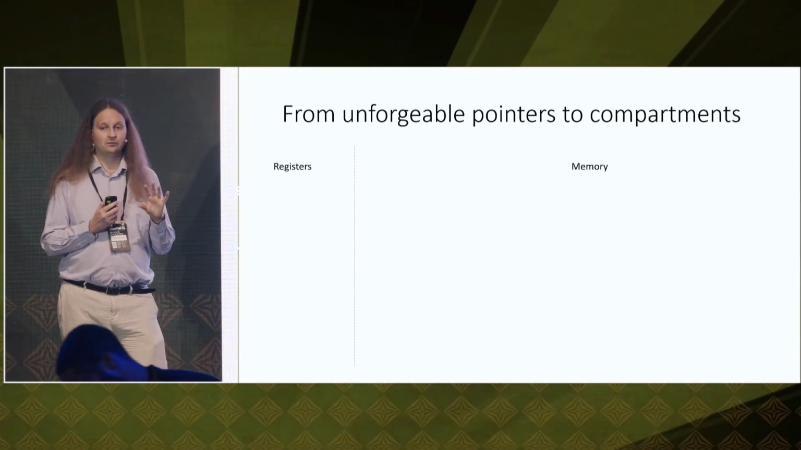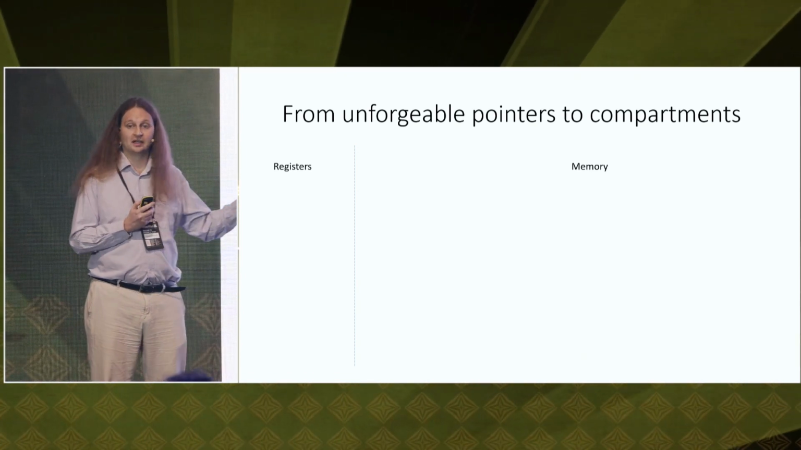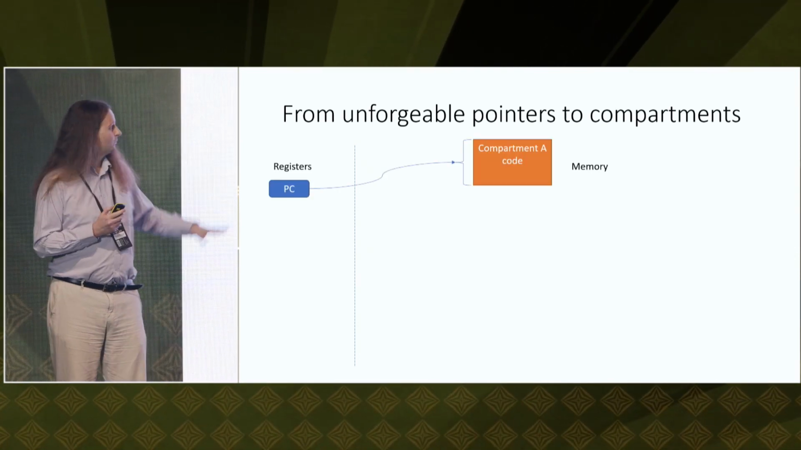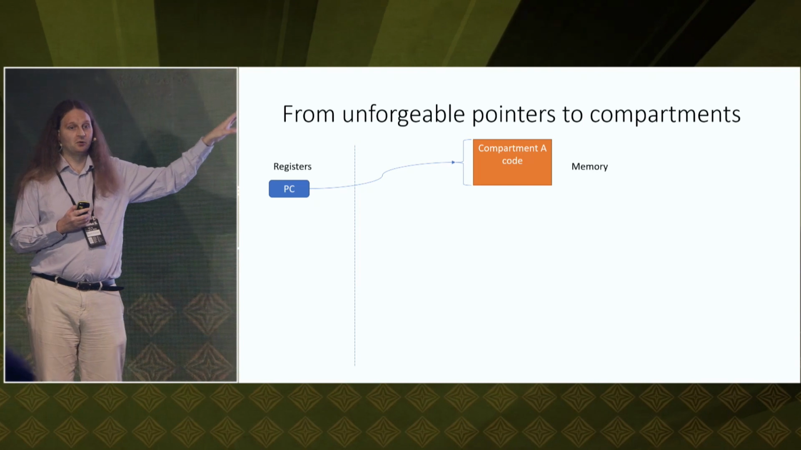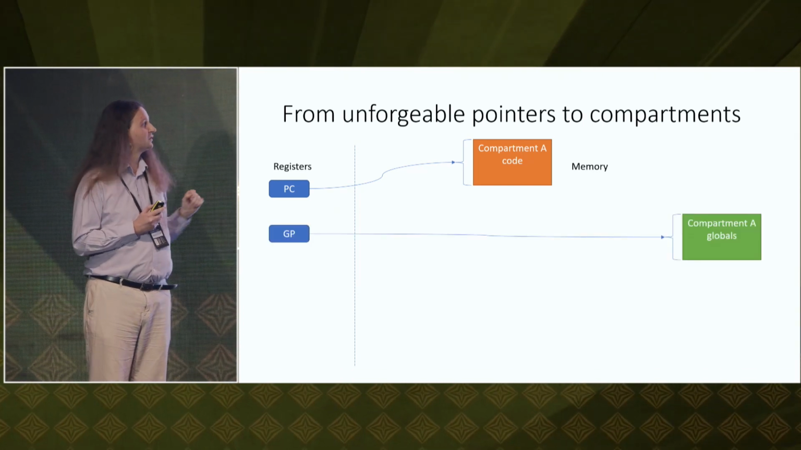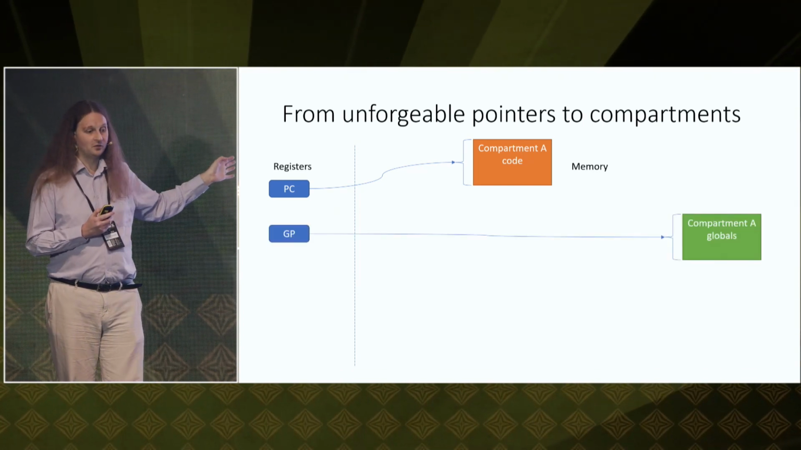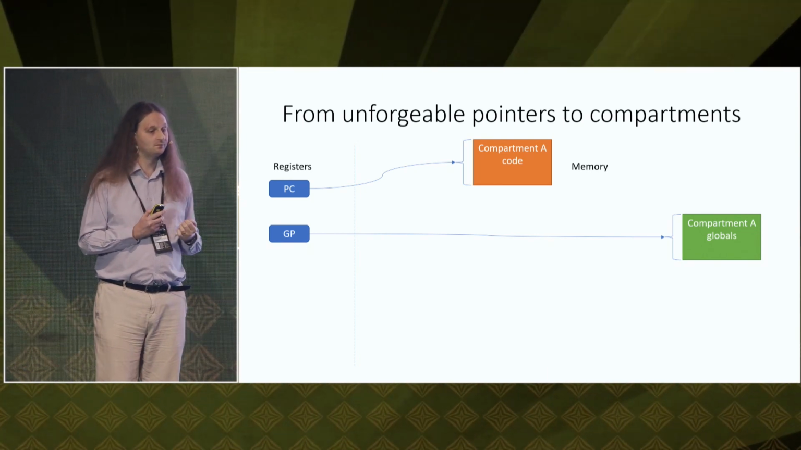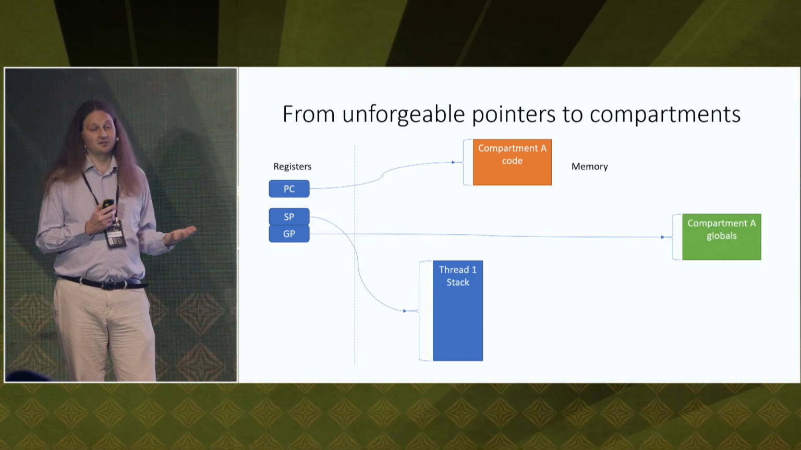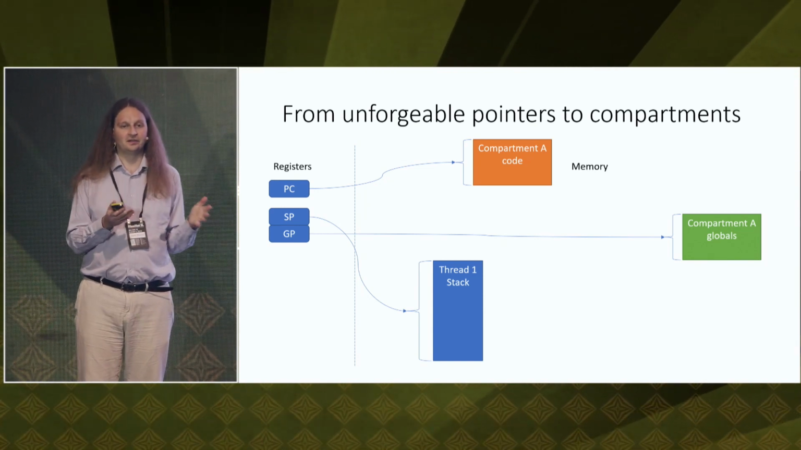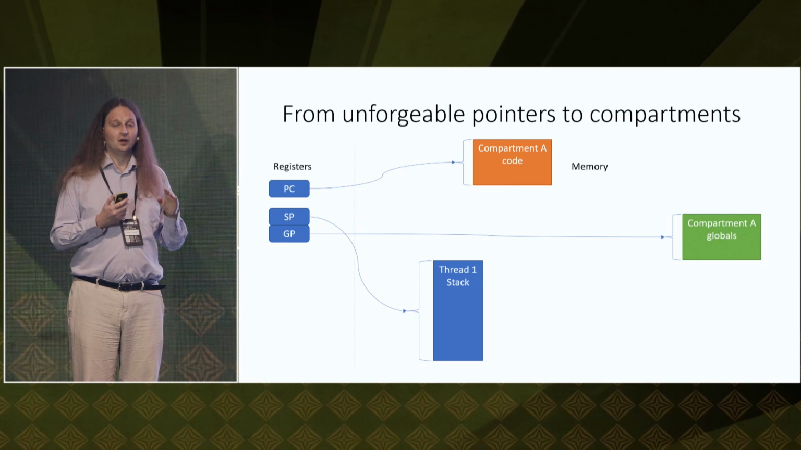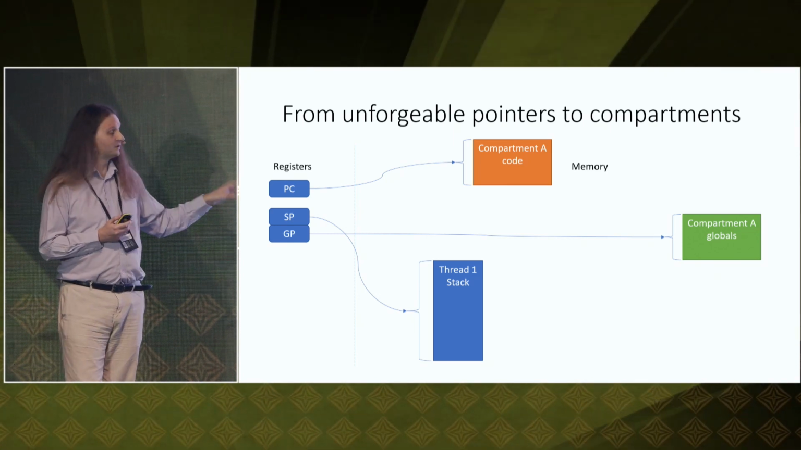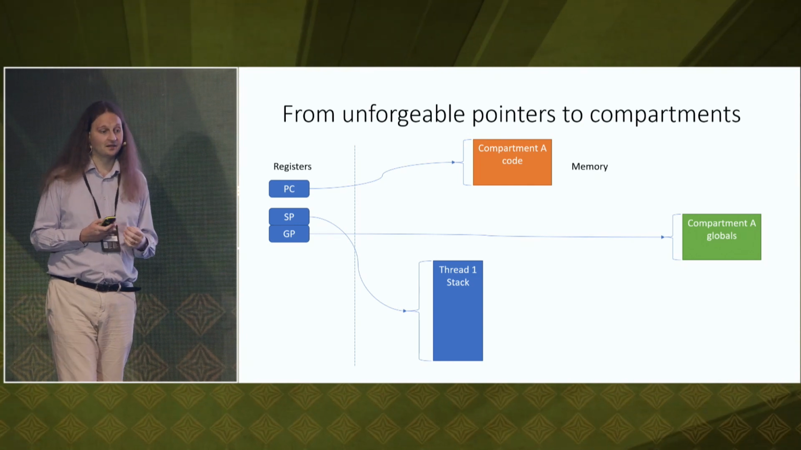Let's look at really what the register and memory layout look like when we're doing a compartment transition. So we've got our program counter register, and it's pointing at the currently executing compartment's code. We've got the global pointer, and it's pointing again at the currently executing compartment's globals. And we've got the stack pointer, which is the third thing that really identifies one of the roots of available memory for a part of the running system. So this refers to the current thread stack.